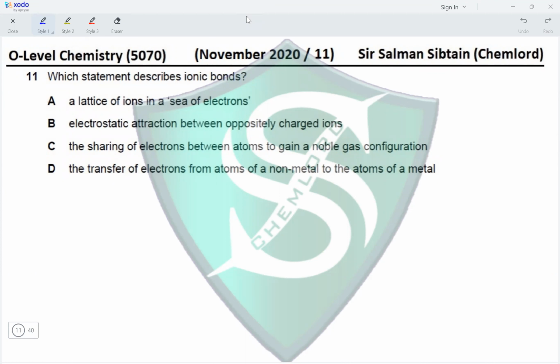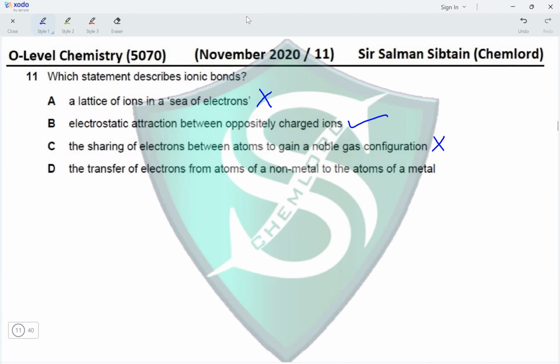No, this is a partial description of a metallic bond because they should have said a lattice of positive ions. Then the statement would have been complete. Next, electrostatic attraction between oppositely charged ions. This is the definition of ionic bonds. Next, the sharing of electrons between atoms to gain a noble gas configuration. This is the description of covalent bonding.